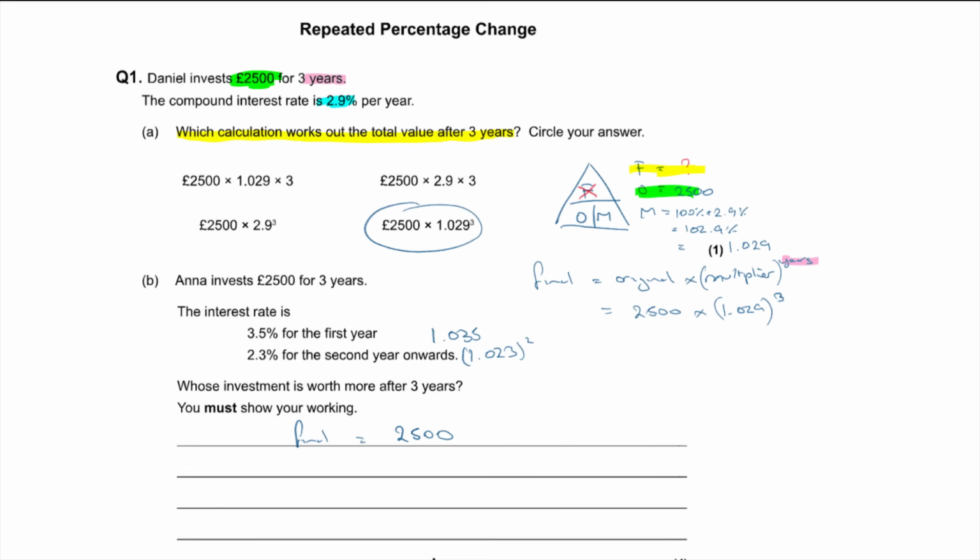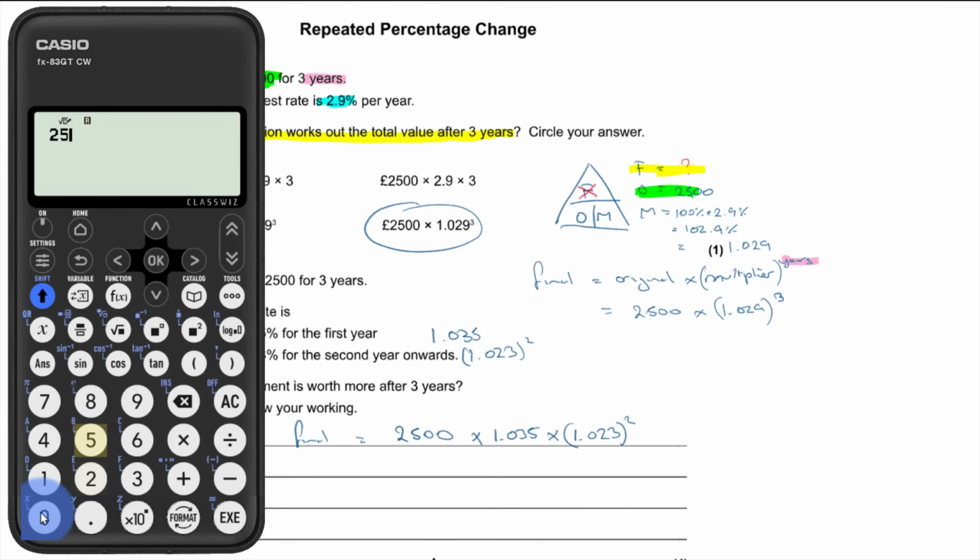So to work this one out, when you've got different amounts each year, you just multiply through by each of the percentage changes that you're making. So I'm doing one lot of 1.035 and I'm doing two lots of 1.023. So I'm going to square that one. Okay, right, so then just tapping that into the old calculator.